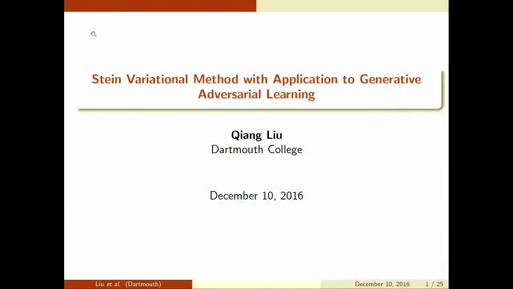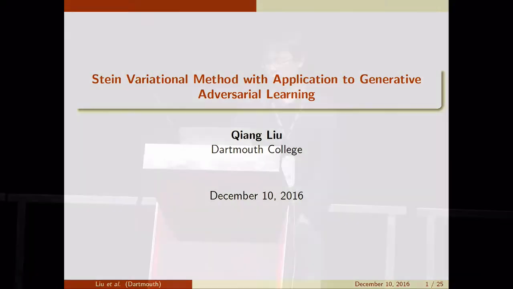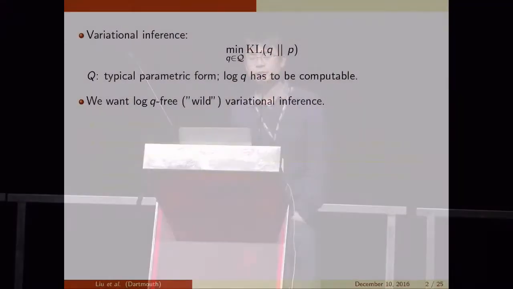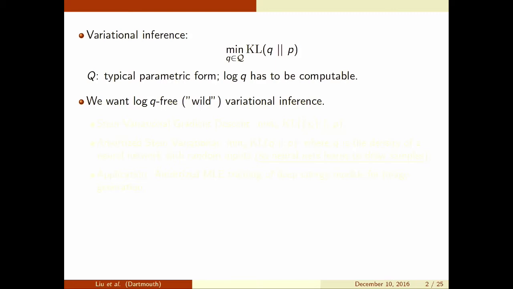Okay, sorry for this. So I'm going to talk about some new ideas about variational inference and its application for generative adversarial learning. When we use variational inference, we minimize the KL divergence. P is the target distribution, often a posterior distribution we want to approximate, and we want to find the optimal Q by minimizing the KL divergence.